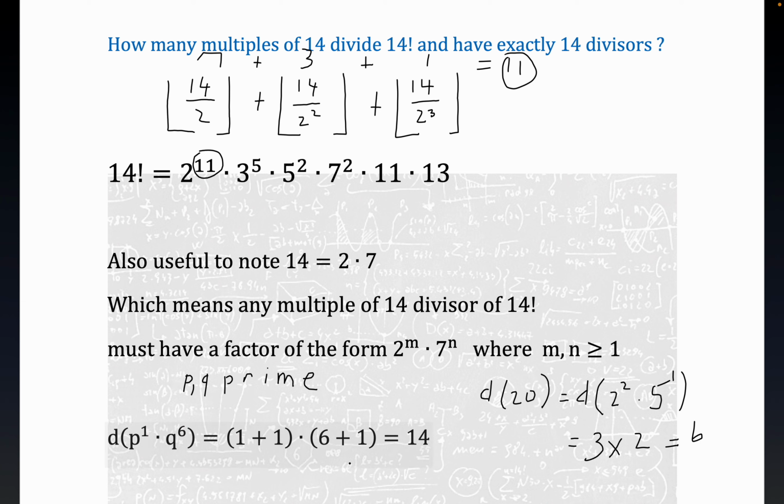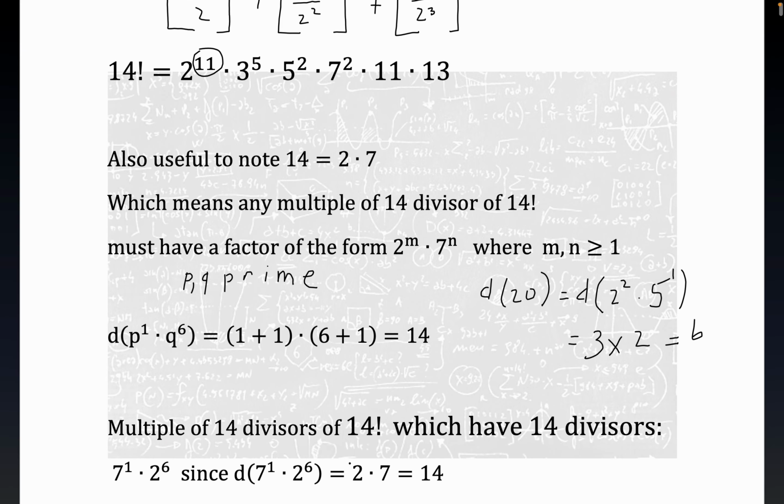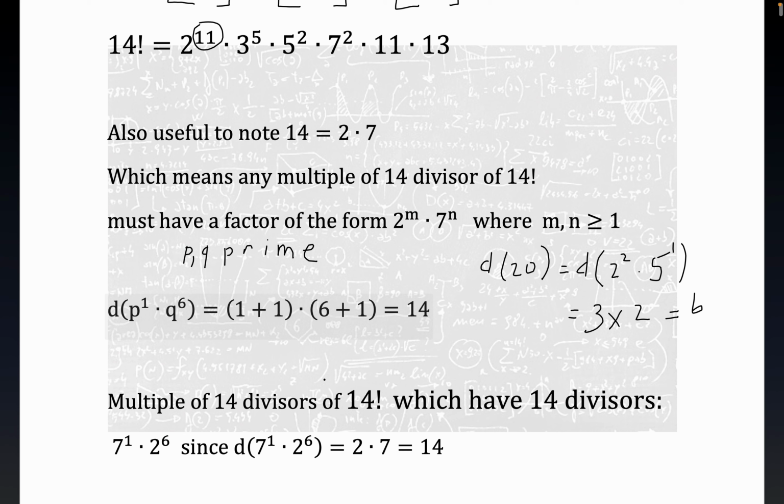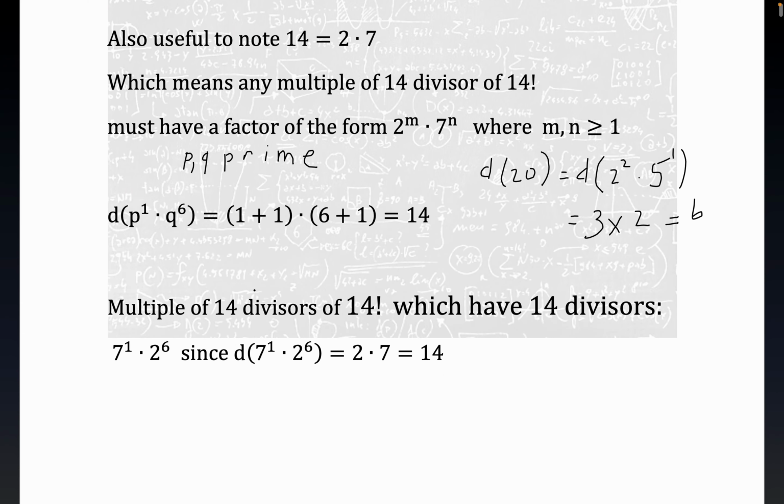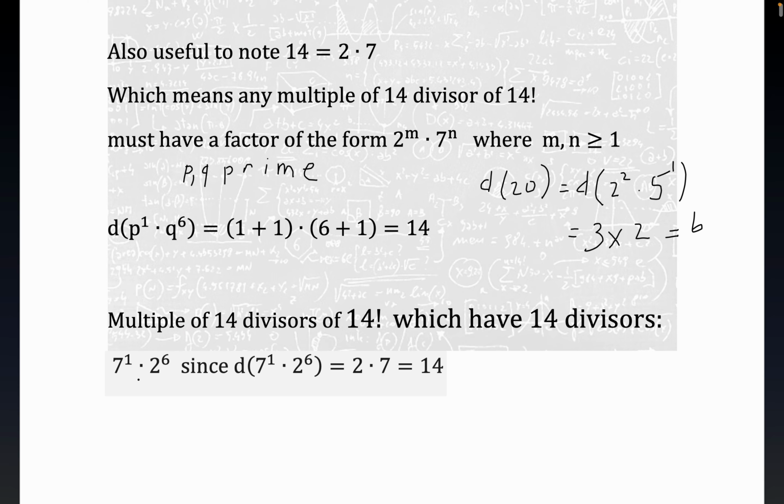But anyway, we wrote this down because it's important to impose all 3 conditions. You have to be a divisor of 14 factorial. You have to be a multiple of 14, and the divisor itself must have exactly 14 divisors. So 14's magic here. The only one that really fits here is 7 to the 1st times 2 to the 6th. That's guaranteed to be a multiple of 14. That would be equal to 14 times 2 to the 5th, which is 14 times 32, whatever that is. You don't need to know that. But that's definitely a divisor of 14 factorial.